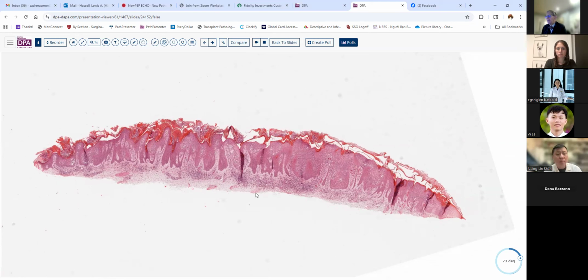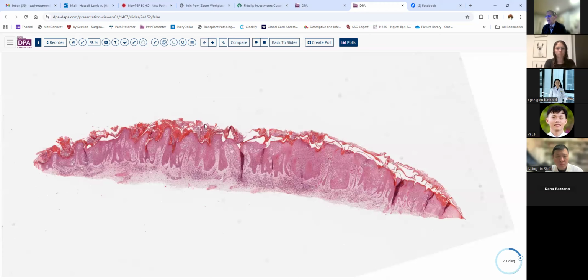From this low power, I see the hyperkeratosis. Very good. Hyperpapillomatosis, and papillomatosis, yes. And the inflammation, lymphocytic infiltration in the superficial dermis. Yeah, very good.